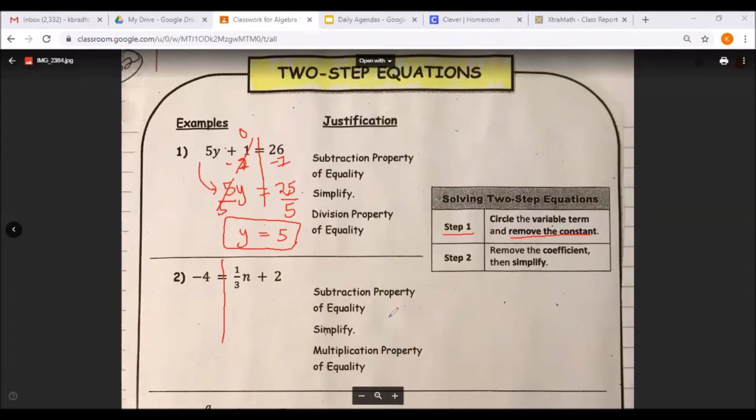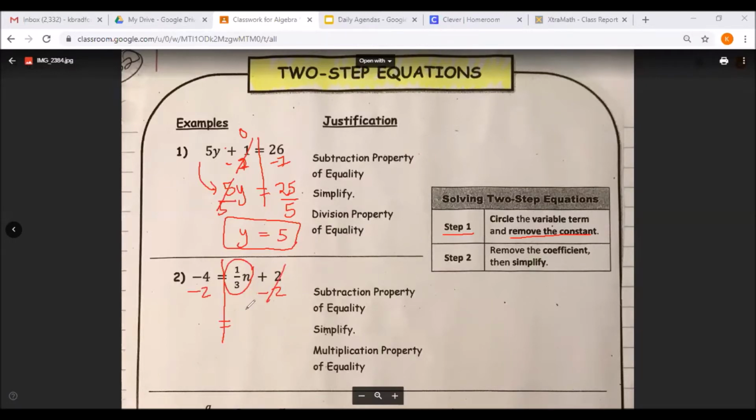Okay, Angel, which one is the variable term? The variable is 1/3n, I'm sure. Excellent. 1/3 times n is our variable term. So we're going to keep that there, and we're going to cancel out our constant, which is a +2. And what do I need to do to cancel out a +2? I cancel that with the opposite, which is a -2 on both sides.